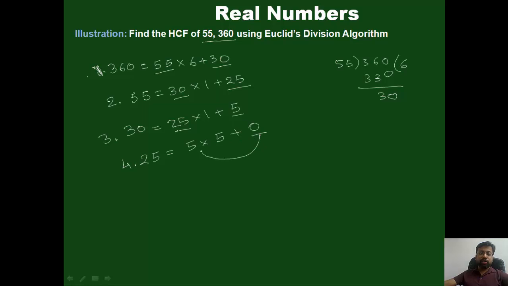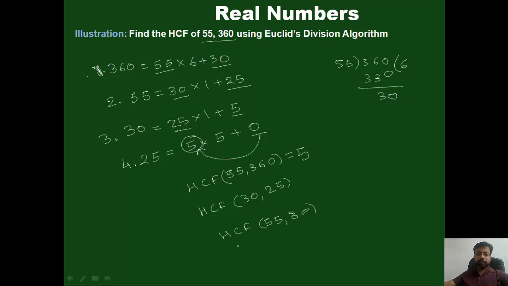So if the remainder becomes 0, then what do we have to take? The divisor becomes the HCF of the original two numbers. So the HCF of 55 and 360 using Euclid's division algorithm will be 5. Interestingly, 5 will also be the HCF of 30 and 25. It will also be the HCF of 55 and 30. And it will also be the HCF of 25 and 5. How? This is clear, right?